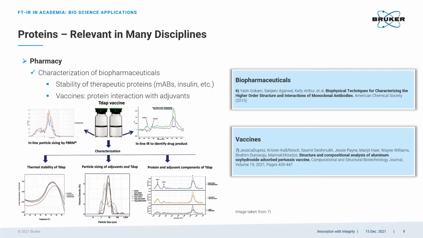Also, the protein content within vaccines is examined by IR spectroscopy, and here it is the interaction with adjuvants that is of particular interest. So how does the protein structure look when the protein is absorbed to a certain adjuvant such as alum? Here IR can deliver the required information compared to the purely dissolved protein.